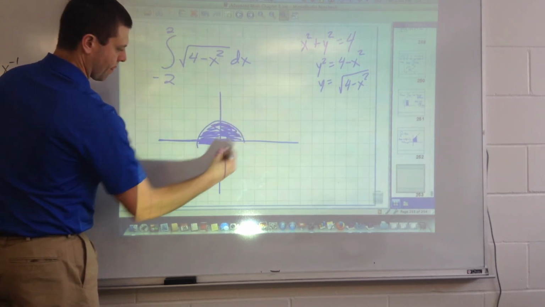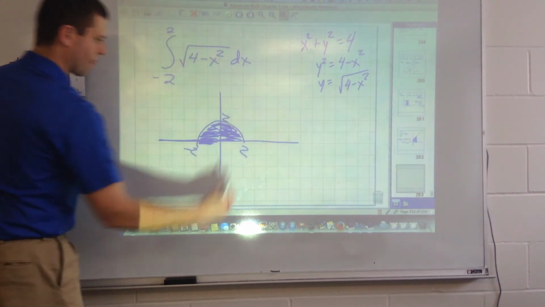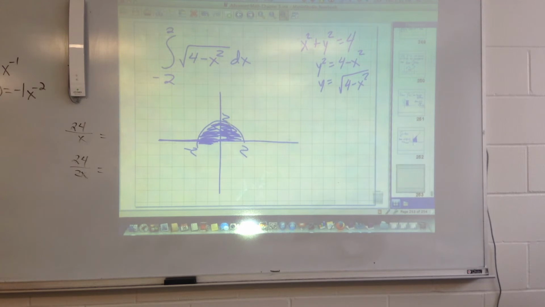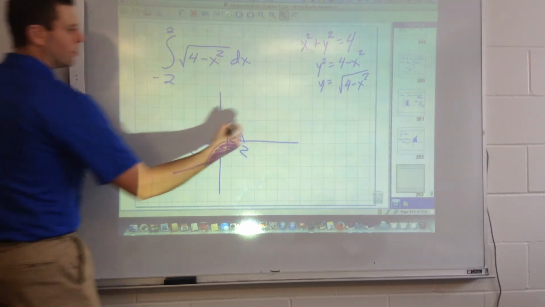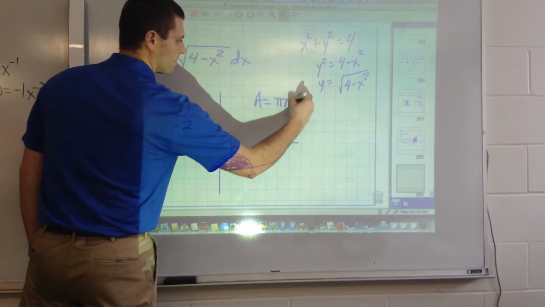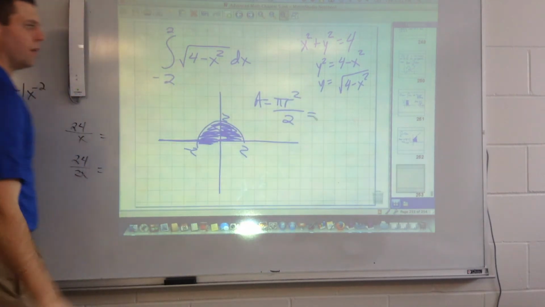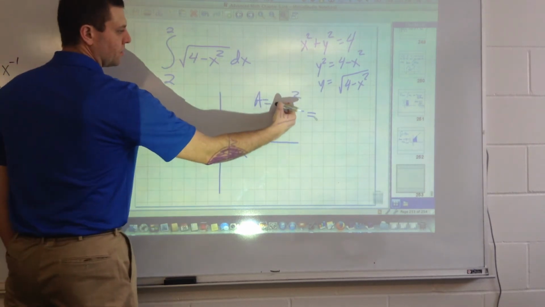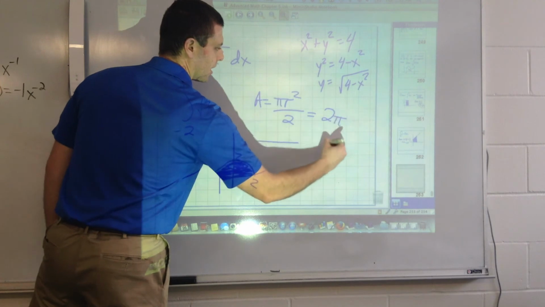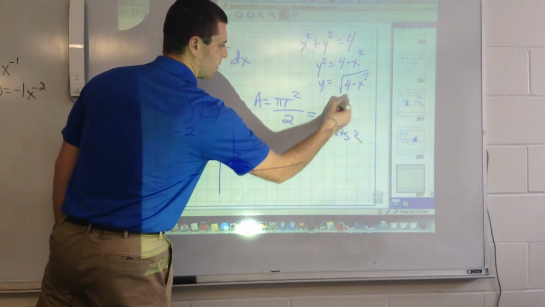So just 2 pi, right? Because it's pi r squared over 2. The function 4 minus x squared would be a circle centered at the origin with a radius of 2, and you're only looking at the top half of the circle, so we're finding the area of half of a circle. The area of a circle is pi r squared, so you'll do pi r squared divided by 2. Radius is 2, 2 squared is 4, 4 pi divided by 2 would be 2 pi units squared.